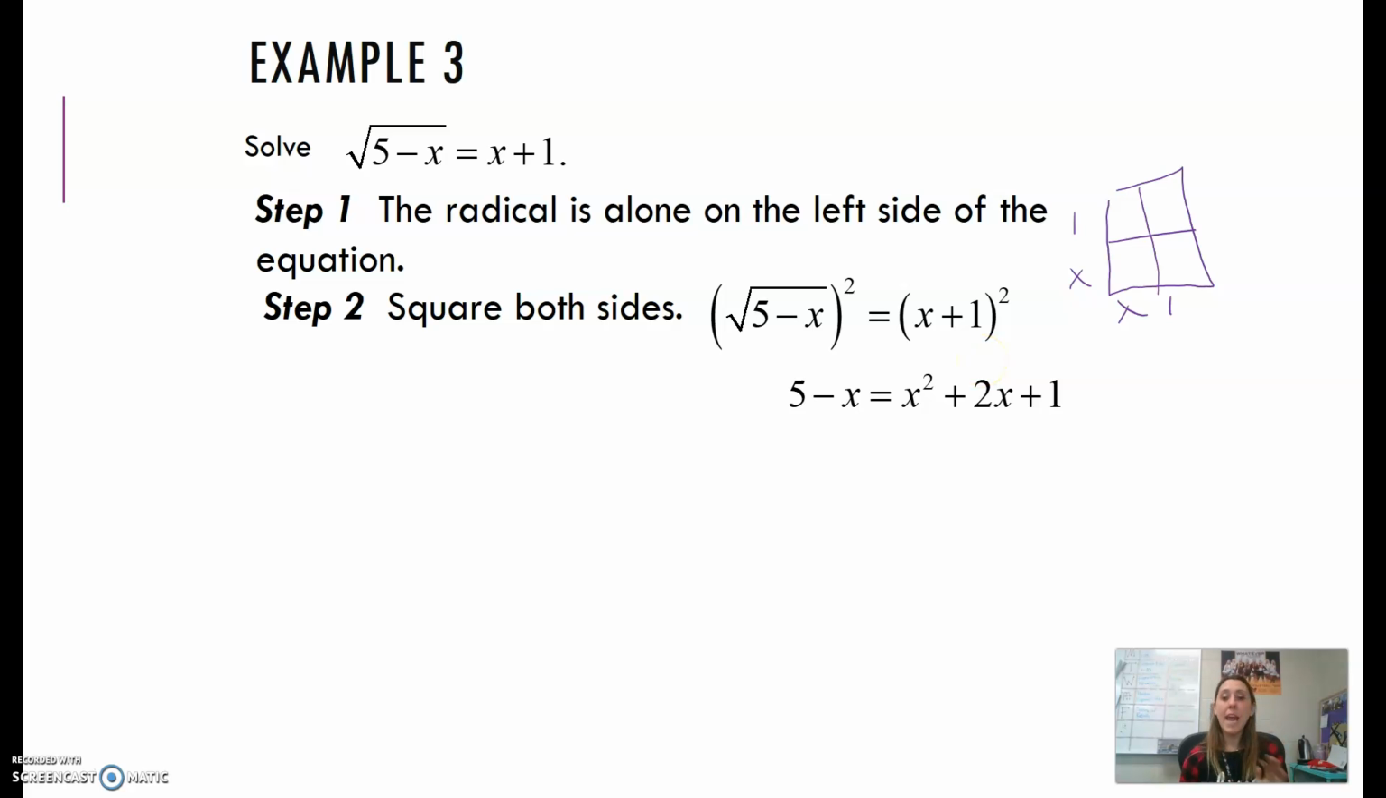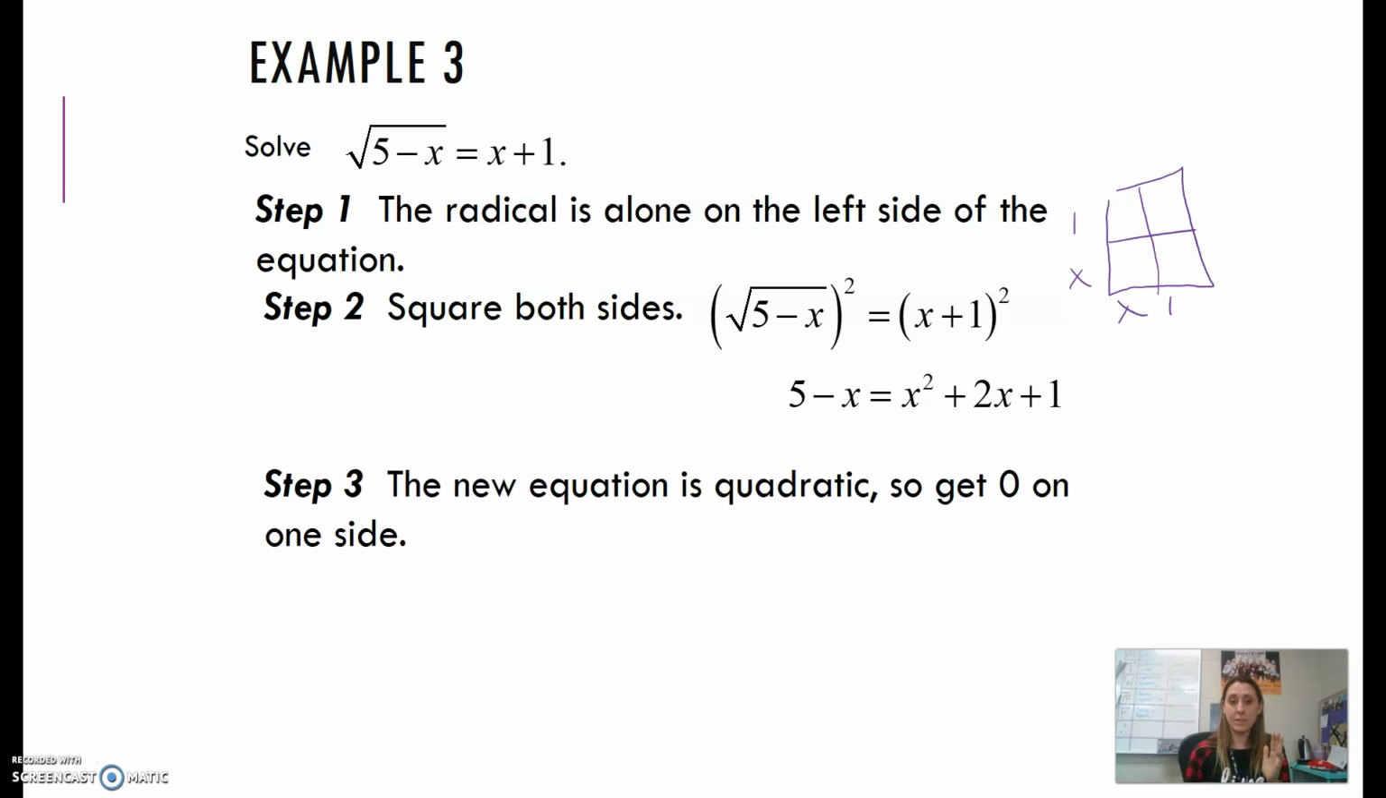Alright, so now I got to think to myself, I got to solve this. The new equation right here is a quadratic. Let's take it to the second power. To solve a quadratic, I always need to have it equal to 0. So I'm going to subtract 5 from both sides, and I'm going to add an x to both sides.